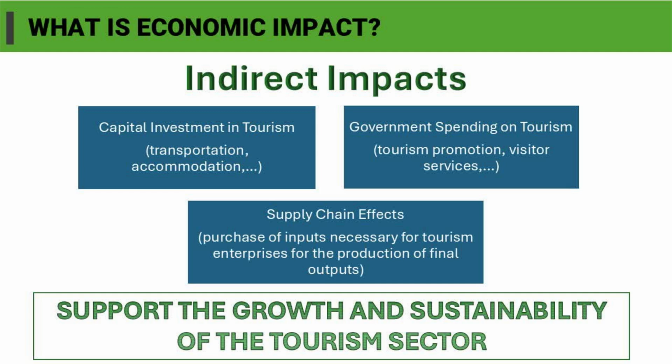The second factor is government spending on tourism, which involves the financial support provided by the government, at the national, regional, or local level, to the tourism sector. This can include expenses related to promotion, visitor services, administration, and more. Lastly, the third factor involves the effects on the supply chain, which refers to the purchase of domestic goods and services by companies in the tourism sector as inputs needed for producing their final outputs.